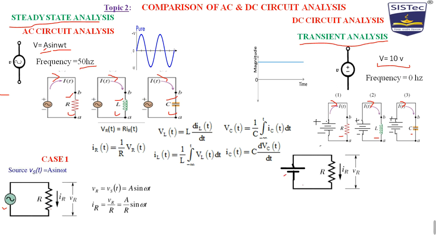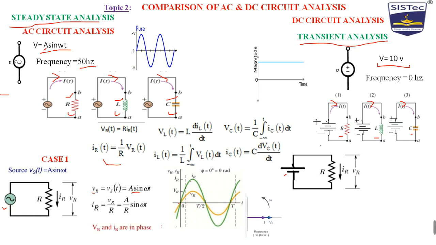Then what will happen when AC source is given? Then voltage is equal to A sin omega t, current is equal to V by R. This is the formula, simple. A by R sin omega t. It means that wherever your voltage is going, voltage is your green color, wherever is the voltage, there is the current. That means you can see these points 0, 0 and 0. They are matching. That means the voltage and current are in the same phase. In case of resistor, voltage and current are in the same phase.